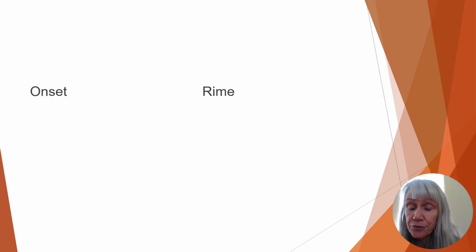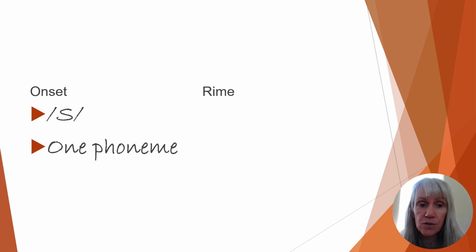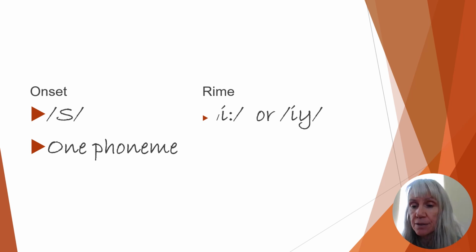If you heard two phonemes, you're absolutely right. There is one phoneme in the onset and one phoneme in the rhyme. The phoneme you're hearing in the onset is that S sound. S. That's one phoneme. And the phoneme you're hearing in the rhyme is the E sound, which can be represented by either of those symbols.